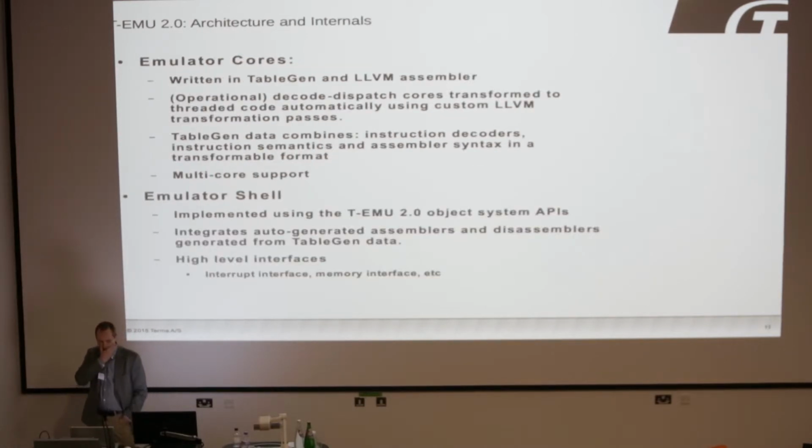Right. So it's divided into two parts. You have an emulator core, which is the Instruction Set Translator. And that's written in TableGen and LLVM assembler. And basically what we get, I'll show you the steps later on, is a decode dispatch interpreter that we automatically convert to a threaded interpreter using LLVM.